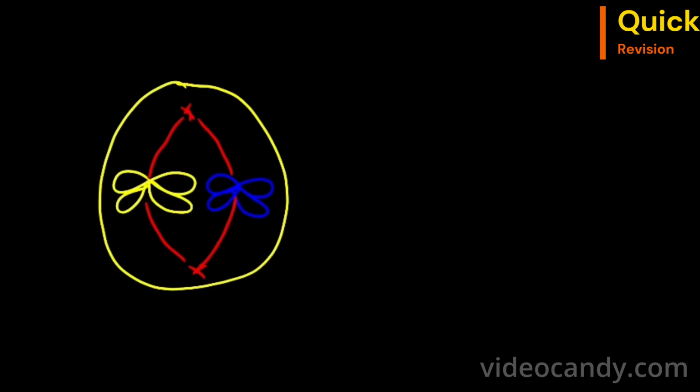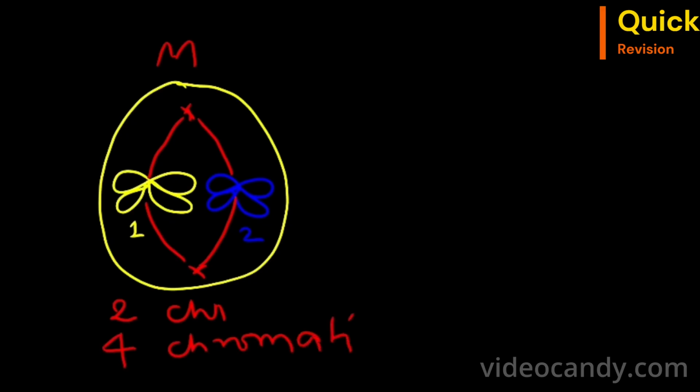Now as you can see here, this is chromosome 1 and this is chromosome 2, right? We can tell that in this metaphase it has 2 chromosomes, right? And then what else it has? 4, sorry, it has 4 chromatids, correct? It has 4 chromatids. Now let's move to the anaphase.